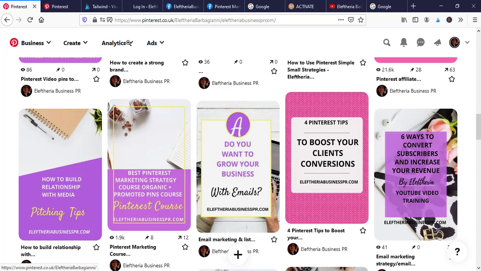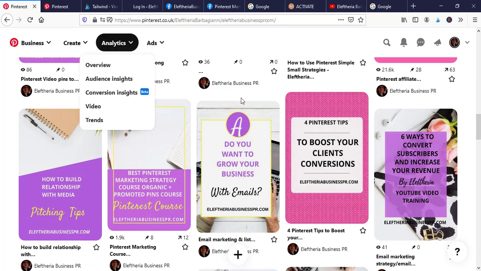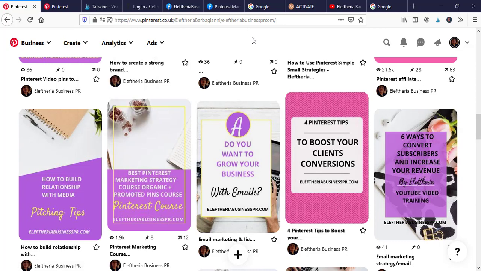And remember that Pinterest is adding new things every day. The conversions, the videos, the trends, everything is changing and makes it easier for us. So it shouldn't be a problem.